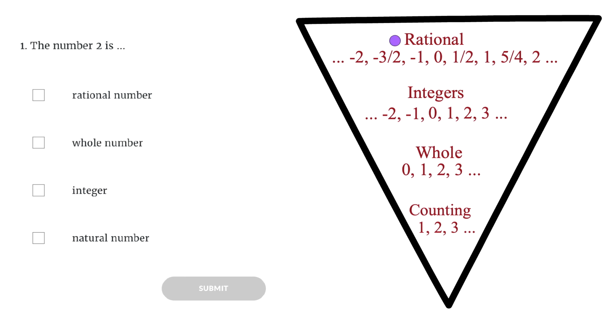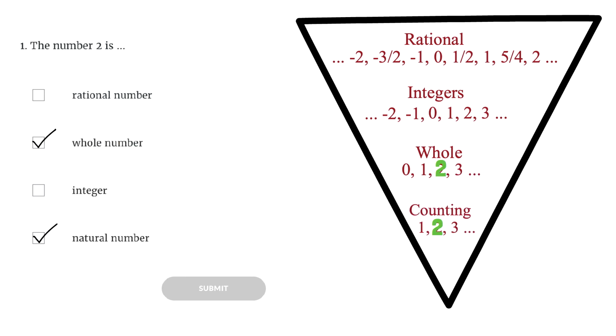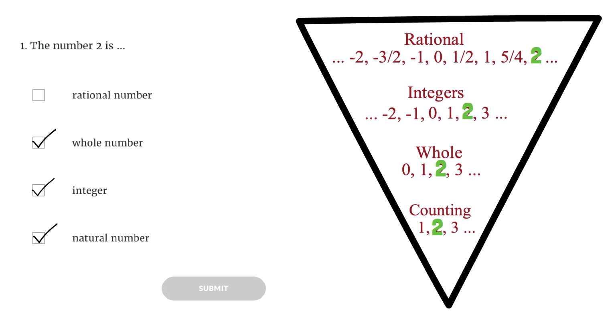For our question, we can say that 2 is a counting or natural number, check. 2 is a whole number, check. 2 is an integer, check. And 2 is a rational number, check. So we have our answer. Let's try -5. See if you can do it yourself.